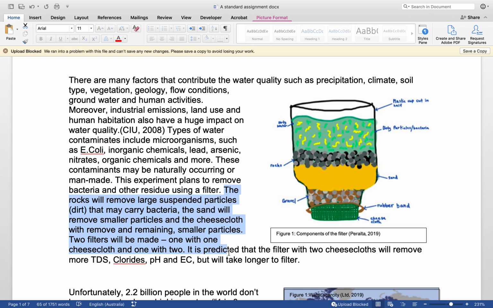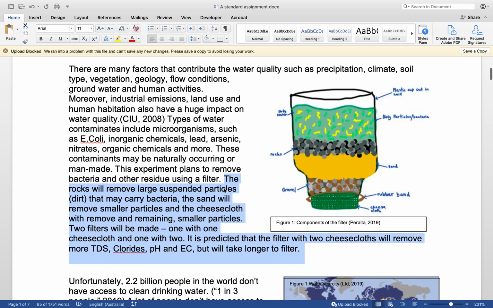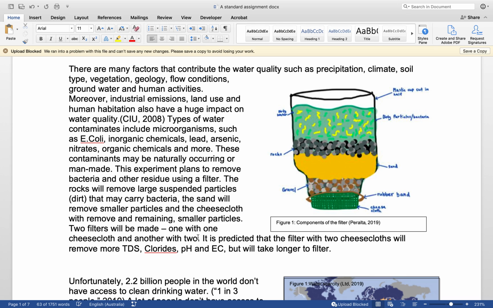The rocks will remove large suspended particles, dirt, that may carry bacteria. The sand will remove smaller particles, and the cheesecloth will remove the remaining smaller particles. And then not only that, they've actually started to talk about their experiment. They've said 2 filters will be made, one with 1 cheesecloth, and maybe I should say another with 2 cheesecloths.